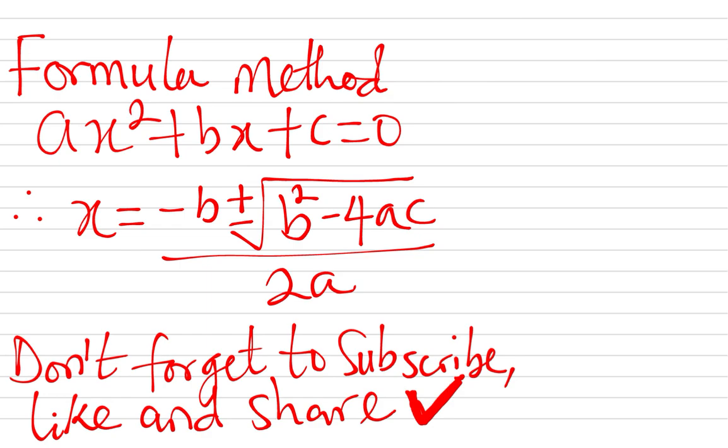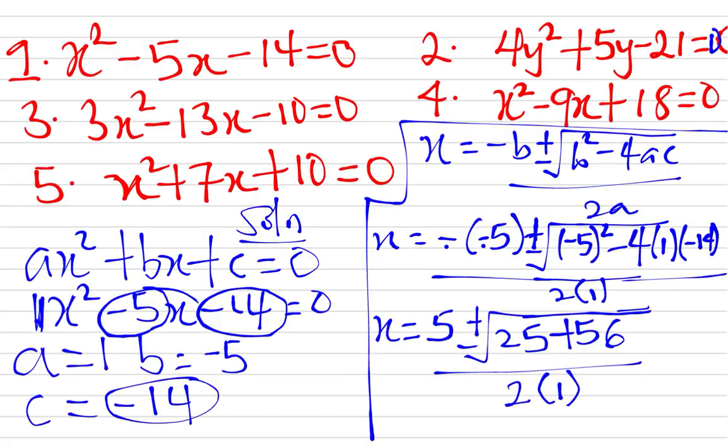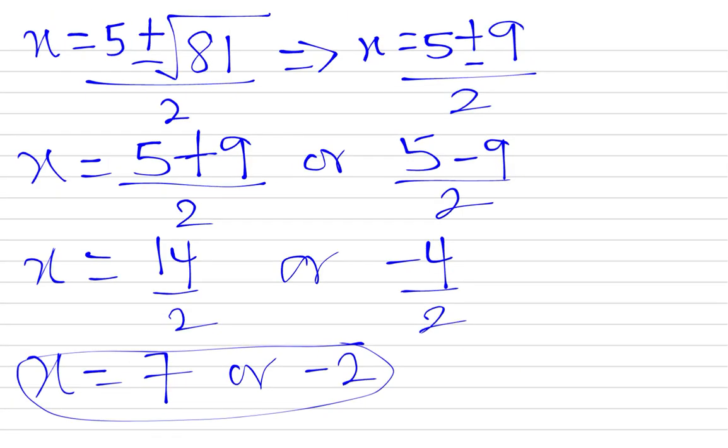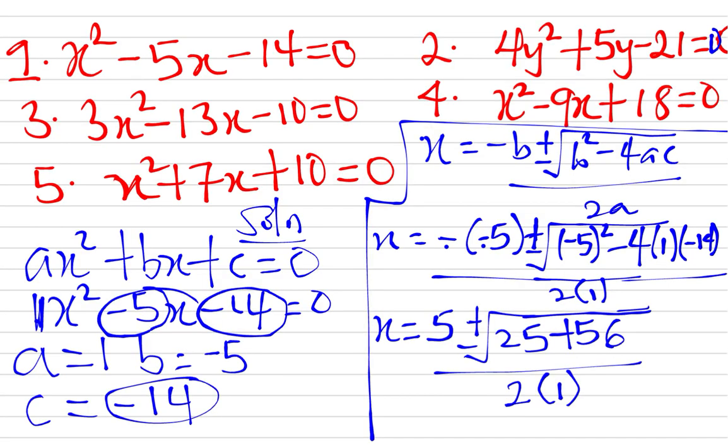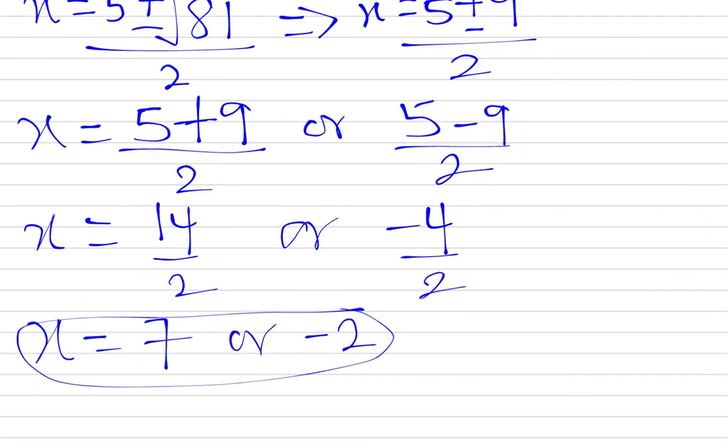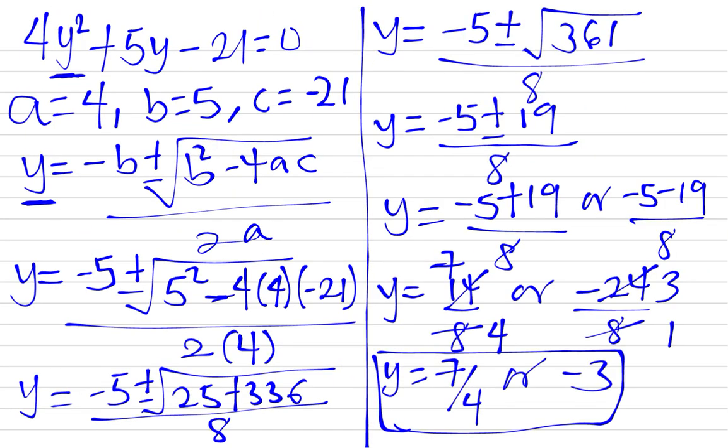Don't forget the formula. The formula is x equals to what? Minus b plus or minus square root of what? b squared minus 4ac all over 2a. All right, so we see this first question, which is x squared minus 5x minus 14 equals to 0, and we got our answers to be 7 or minus 2. And then we solve the second one, 4y squared plus 5y minus 21, and we got our answer now to be 7 over 4 or minus 3. Are you seeing that now?